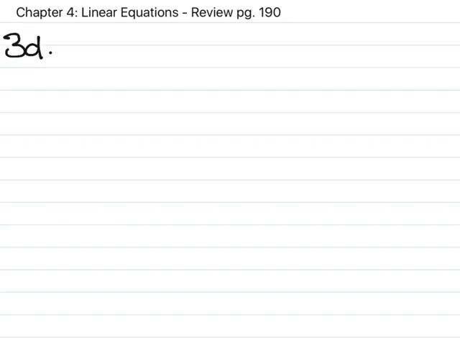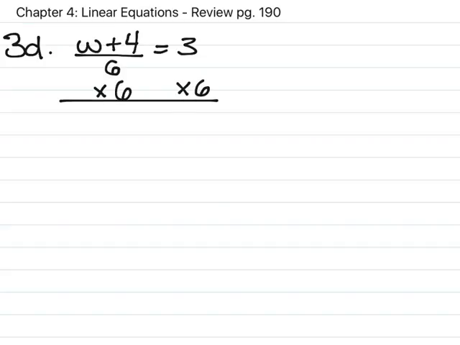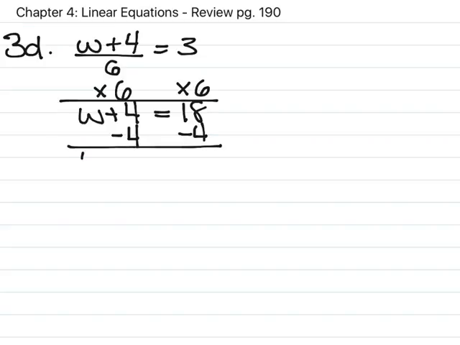3D, you have w plus 4 divided by 6 equals 3. So because you've divided, you're going to be multiplying both sides by 6, which will give you w plus 4 equals 18. Then you subtract 4 from both sides because it's the opposite operation, which gives you w plus 0 equals 14. So w equals 14.